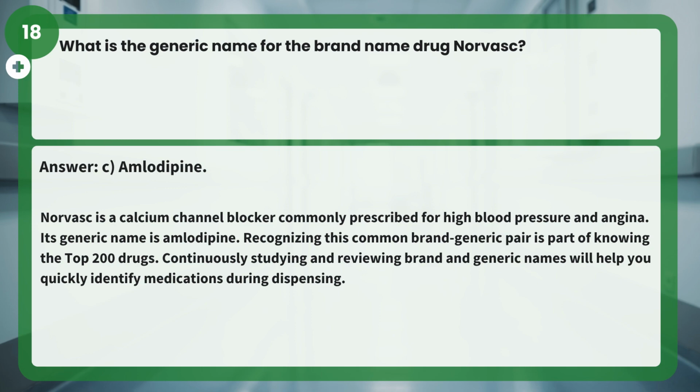Answer: C. Amlodipine. Norvasc is a calcium channel blocker commonly prescribed for high blood pressure and angina. Its generic name is amlodipine. Recognizing this common brand-generic pair is part of knowing the top 200 drugs. Continuously studying and reviewing brand and generic names will help you quickly identify medications during dispensing.